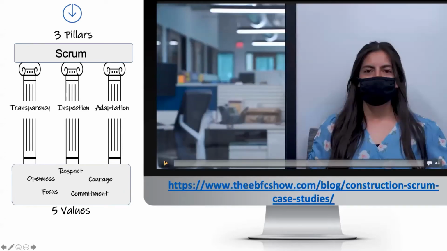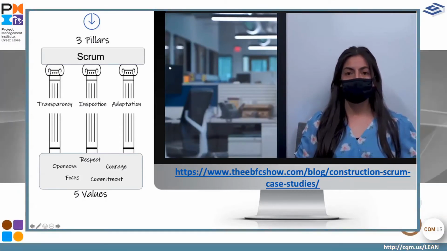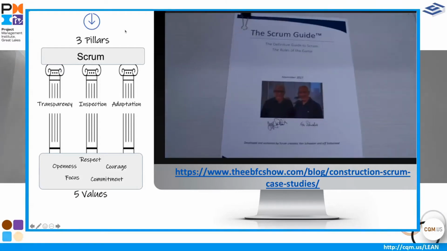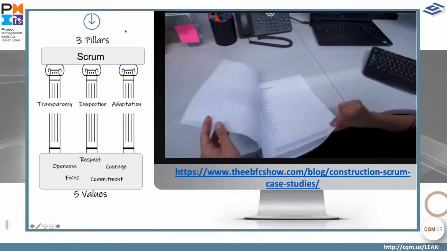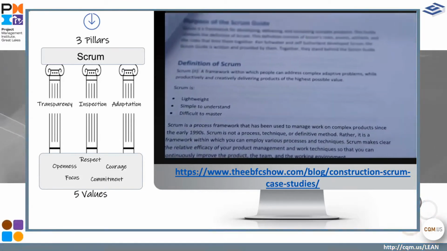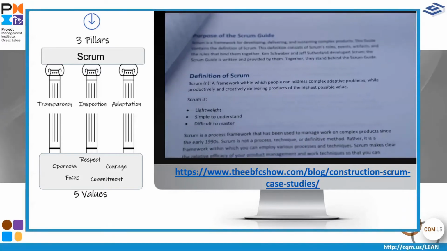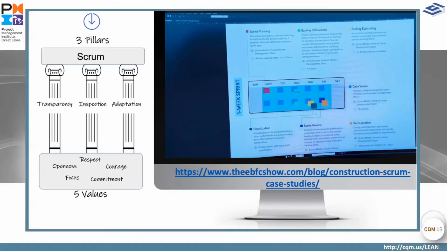Take it away, Brenda. We're constantly working on multiple projects and different scopes of work. So in order for us to stay organized, we manage our work through Scrum. The Scrum Guide describes Scrum as a framework within which people can address complex, adaptive problems while productively and creatively delivering products of the highest value. We manage our work through one-week intervals. We have three main Scrum events.